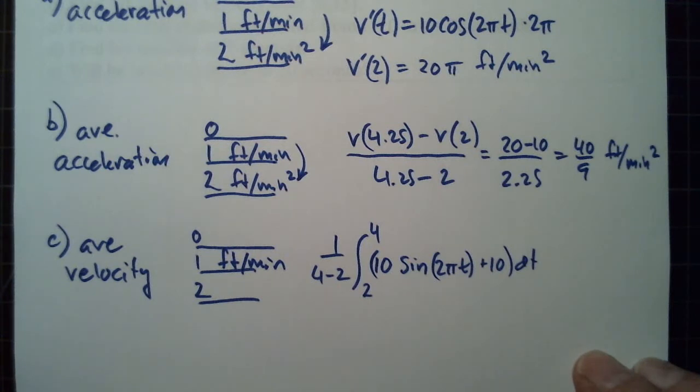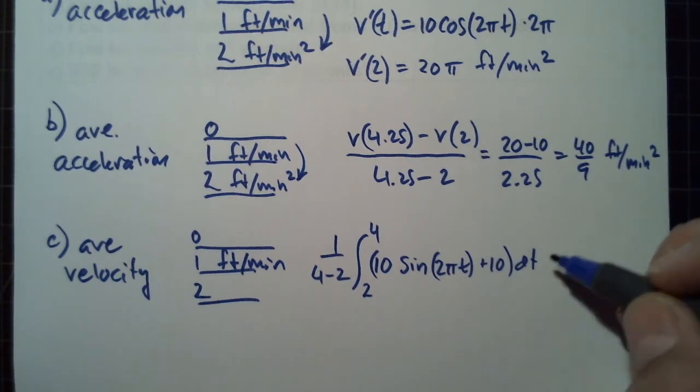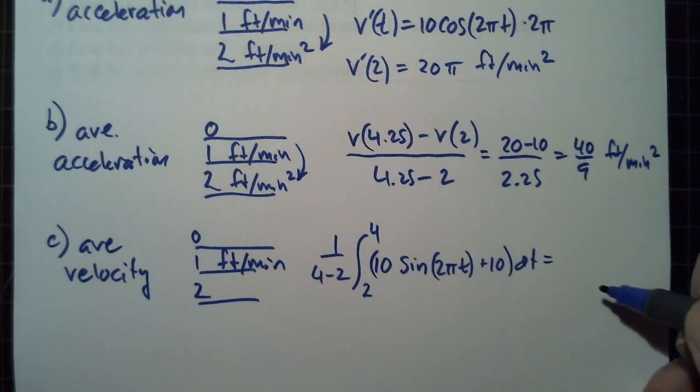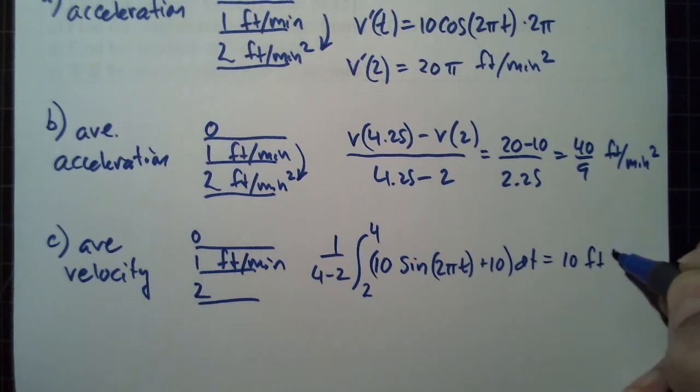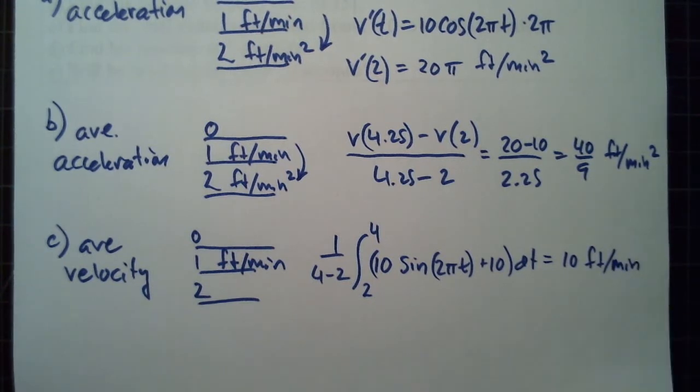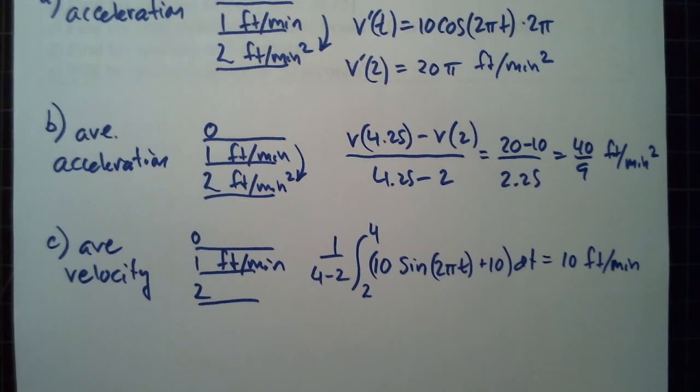Okay. And we could work that out, but let's not take the time to do it. You can also do it on a calculator or on a phone, and we get 10 feet per minute. So the average velocity is 10.